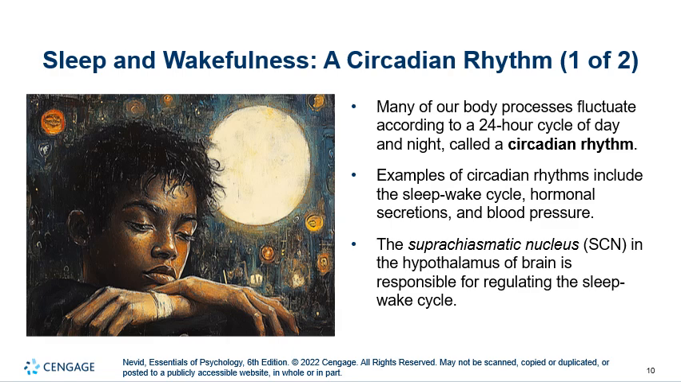The suprachiasmatic nucleus, SCN, a bilateral structure in the anterior part of the hypothalamus, is the undisputed hero of the circadian timing system. It is the central pacemaker, regulating most circadian rhythms in the body. Knowing its pivotal role can help you learn more about your body's inner workings.